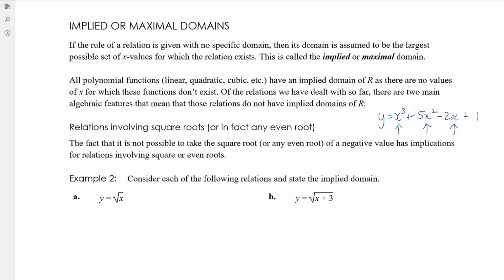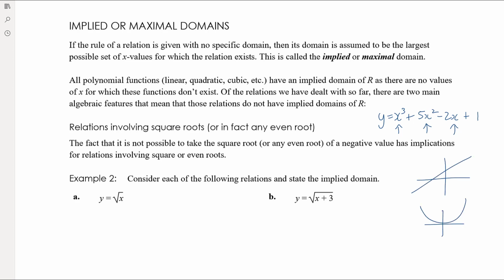It could be enormous, it could be small, it could be decimal, it could be fraction. You could put pi in there. Pi cubed plus 5 pi minus 2 pi plus 1. That's the y value, okay? There's no restrictions whatsoever to what you can put into a polynomial function. Thinking graphically about them as well, they exist for all real numbers.